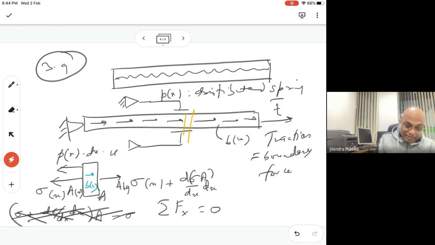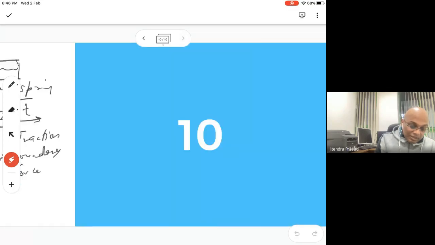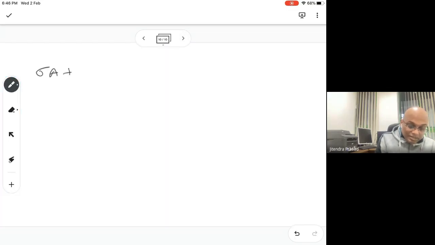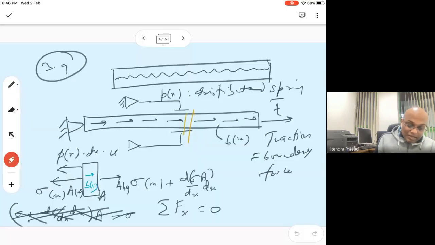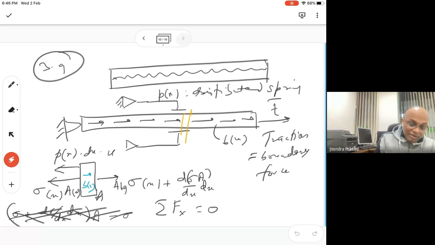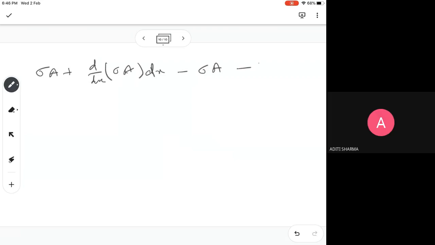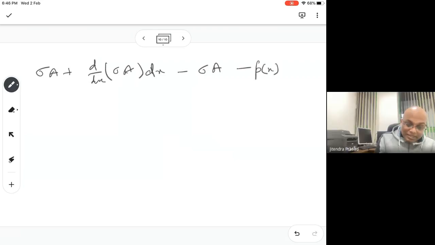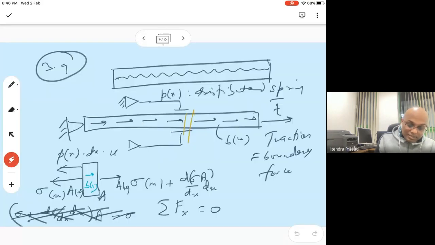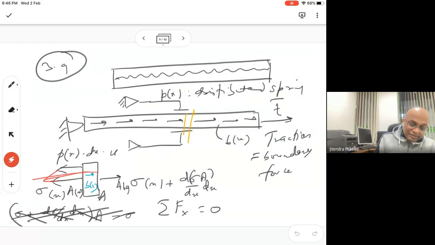So in the x direction, all the forces have to be equal to 0. So what we get? This A times sigma x. So we get sigma A plus d over dx of sigma A times dx, minus sigma A. So that becomes this minus this, right? And then we will have minus p_x u_x dx. So we got this value.